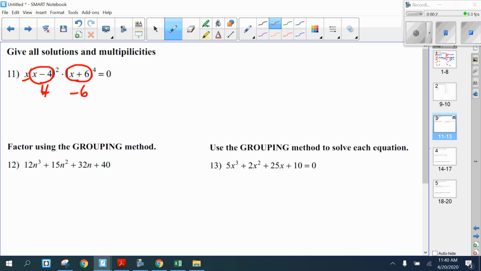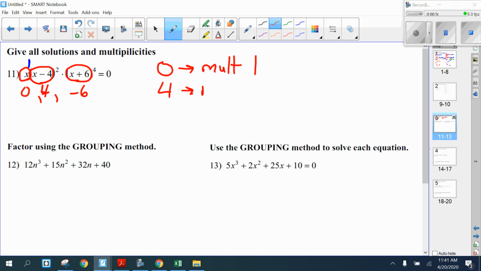4 minus 4 is 0. A lot of students struggle with this one because it's easier than you think, but the number 0 would make 0. So we've got 3 different solutions, 0, 4, and -6. 0 has multiplicity of 1, and literally all that is, is the exponent here.